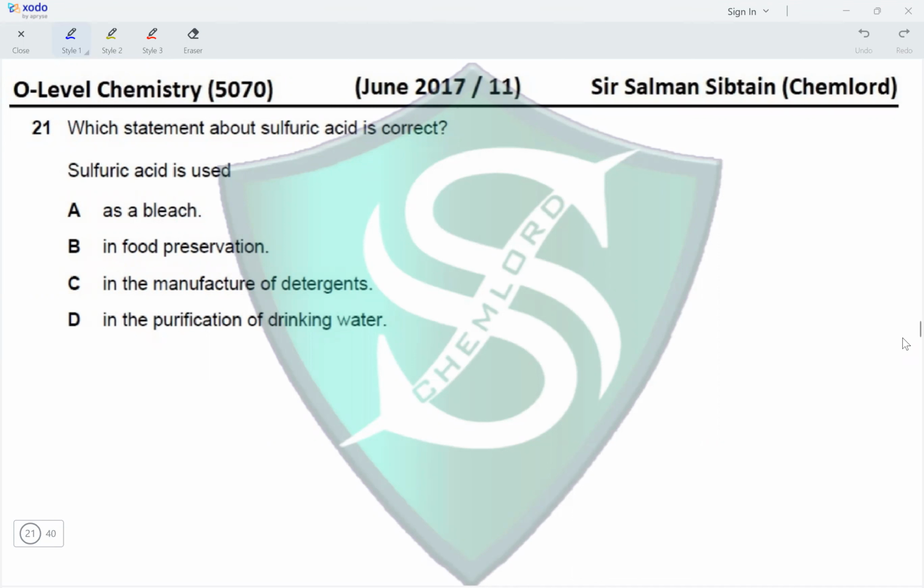Which statement about sulfuric acid is correct? Sulfuric acid is used as a bleach? No. Chlorine is used as a bleach. In food preservation? No. Sulfur dioxide is used as a food preservative. In the manufacture of detergents? Yes. Sulfuric acid is used. In the purification of drinking water, chlorine is used to purify drinking water. Therefore, the correct option for this question is option C.